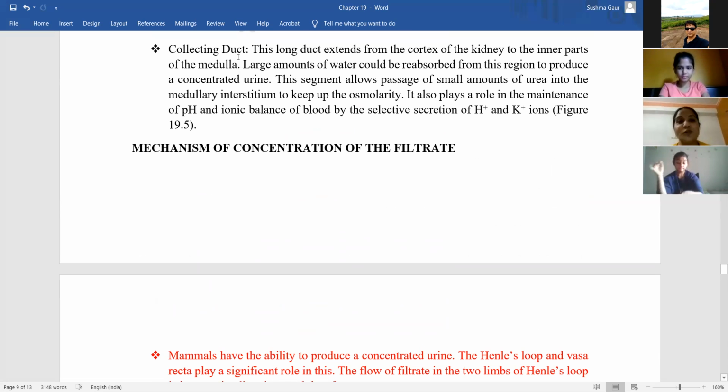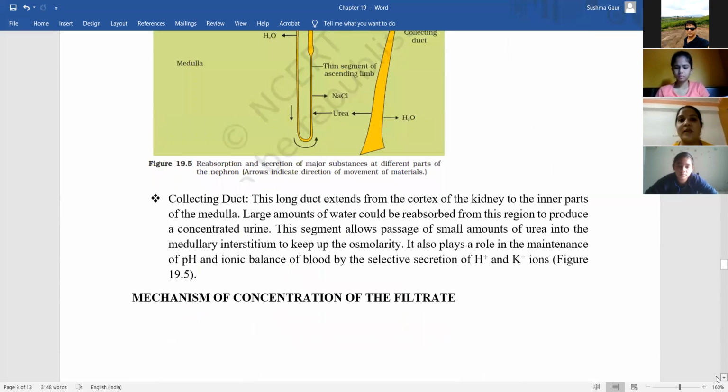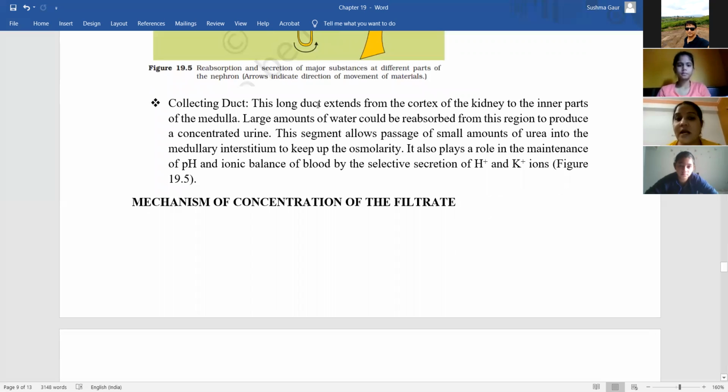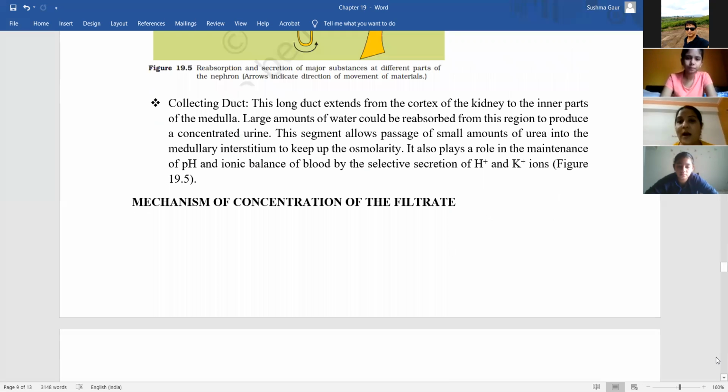Okay, so the last portion of nephron is collecting duct. So what is the function of this collecting duct? This is the collecting duct. From here the urine will be entering into ureter and urethra and then it will be released. So this duct extends from the cortex of the kidney. So it is starting from the cortex. This is the cortex, this is medulla. This is extending from the cortex of the kidney and goes through the medulla, the inner parts of the medulla, and a large amount of water could be reabsorbed.